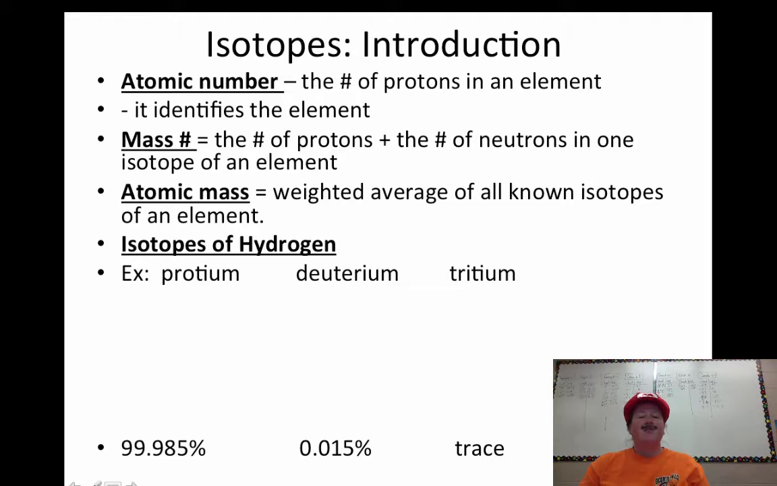All right, so there are 3 isotopes of hydrogen that are relatively the most abundant. I think there are 7 total that are known, but these are the 3 that we're going to talk about. The simplest hydrogen atom is called protium.